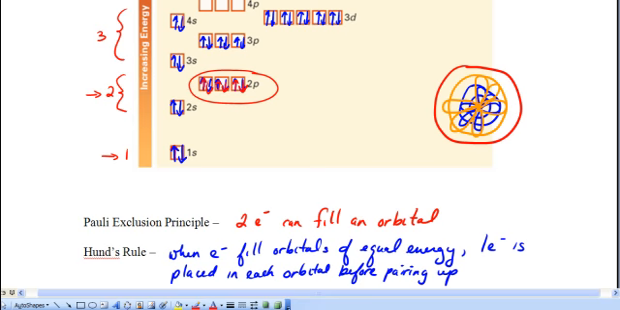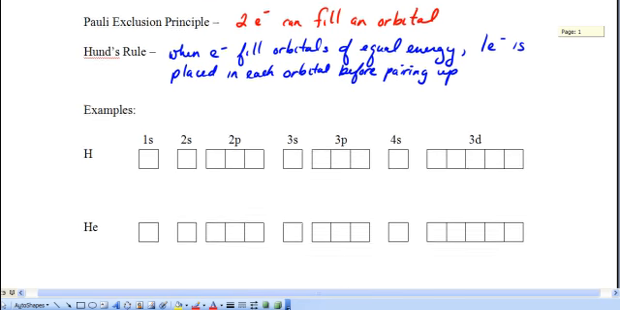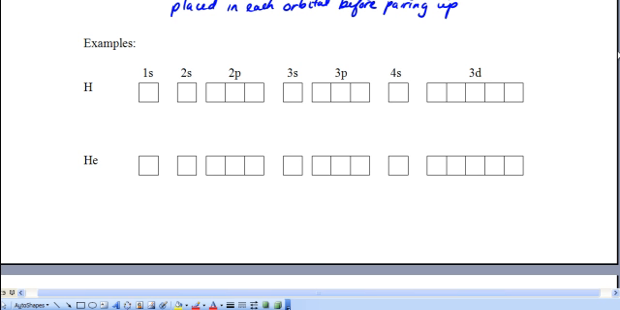So let's take a look at an atom here, and hopefully this makes sense. Hydrogen. Hydrogen is the first element, and it only has one electron. So where is that one electron going to be placed? It's going to be placed in the 1s orbital. That's the orbital that's closest to the nucleus. And so its electron configuration is simply going to be 1s1. You have one electron in the 1s orbital. And so that's its electron configuration.